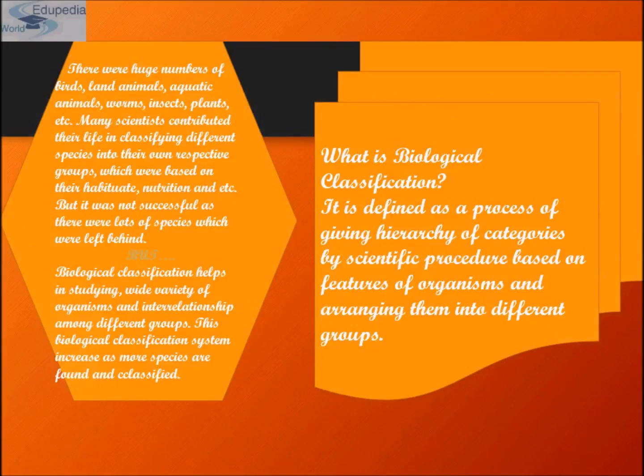So what is biological classification? It is defined as the process of giving a hierarchy of categories by a scientific procedure based on the features of organisms and arranging them into different groups. That's why we need to do biological classification, because biological classification helps in studying the wide variety of organisms and the interrelationship among different groups. This biological classification system increases as more species are found and classified.